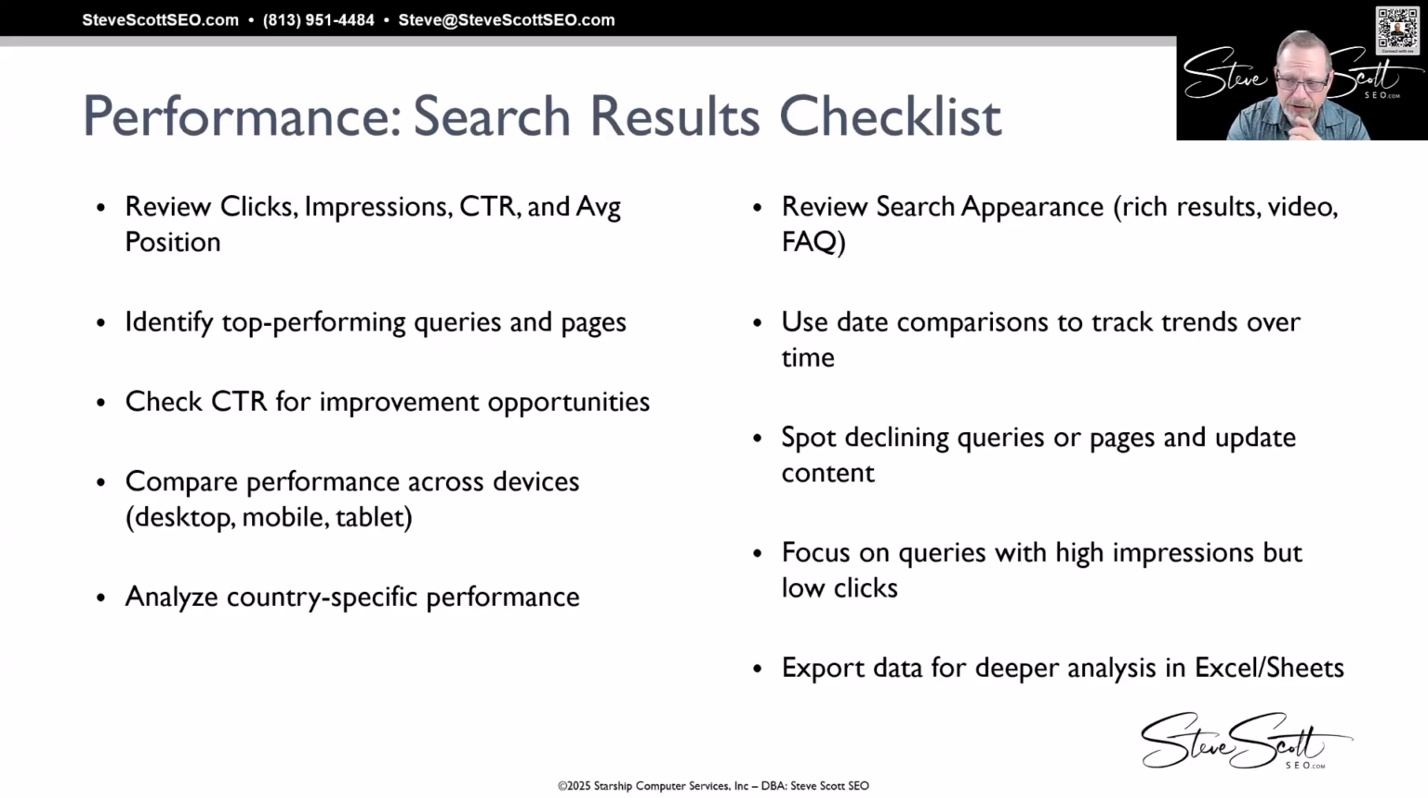Use the date comparisons to track trends over time. I told you I like to do 3 months over the last year's 3 months, month over month. You can spot declining queries or pages and update content. So if you're seeing things slipping, you're seeing your colored lines going down, what do you got to do to fix that?